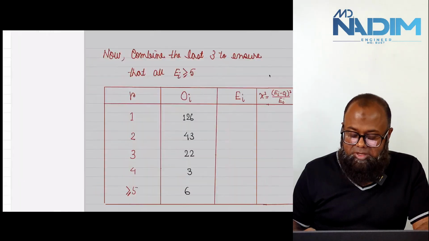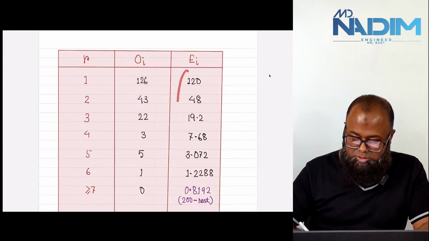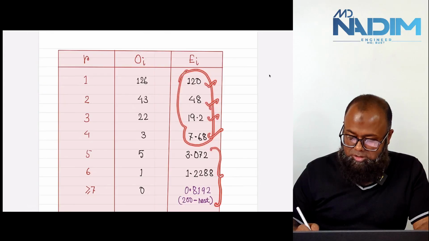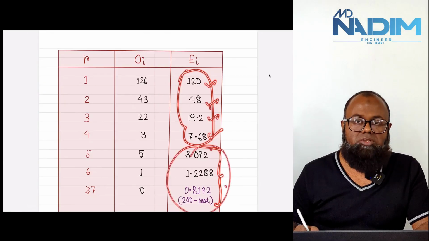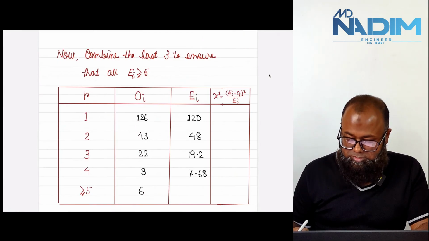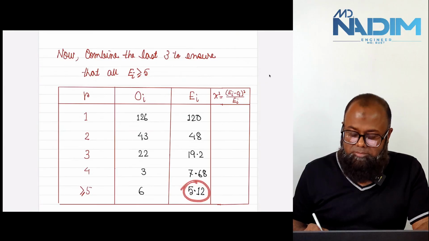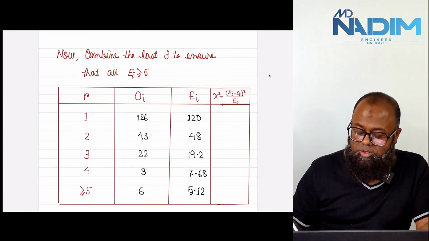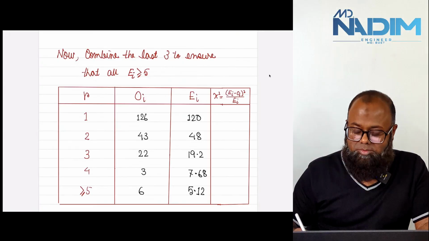Now the expected values, up to number 4, are the same as here. And then add all these 3 to get the value of the last row. So now these are the values. If I add them, it would be more than 5. Okay. Now, we know how to calculate the chi-square.